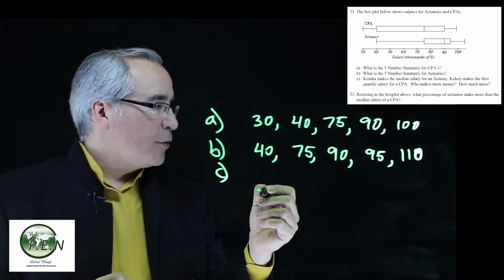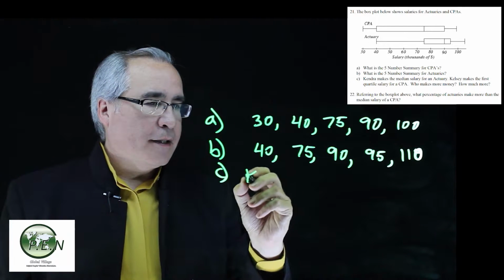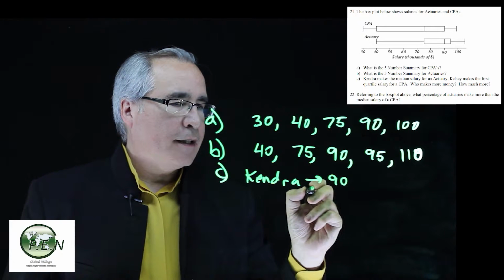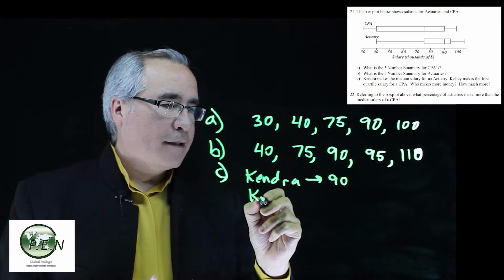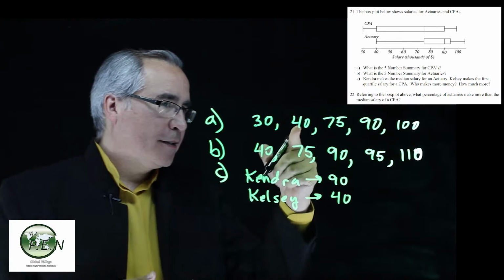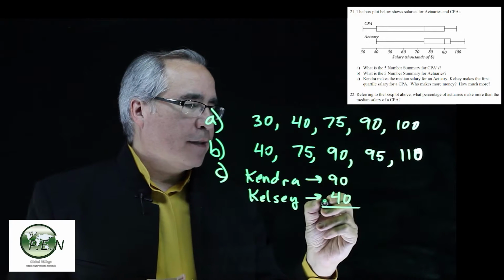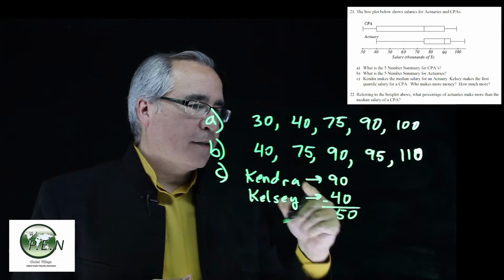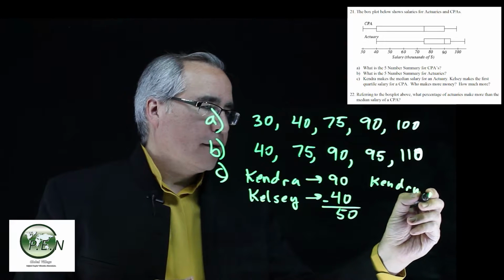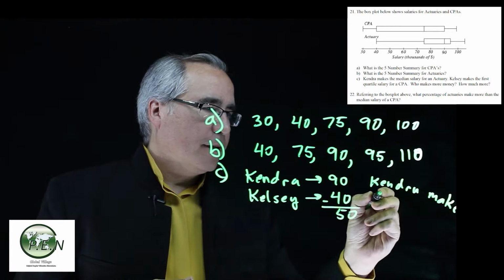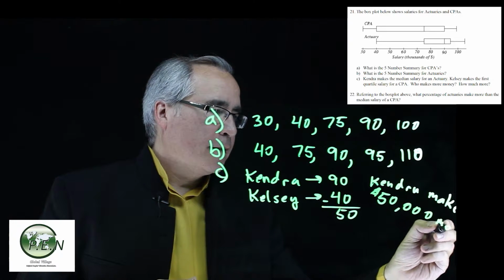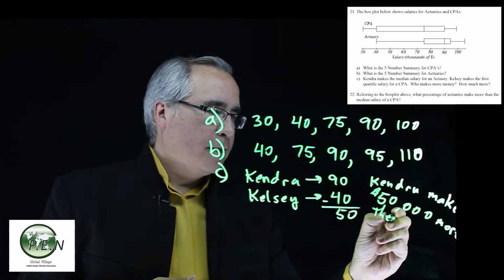So to answer this question, who makes more? Well, Kendra, let's write that down. She makes 90,000. Kelsey, she or he makes 40,000, first quartile. And what's the difference between those two? 50,000. So Kendra makes $50,000 more than Kelsey.